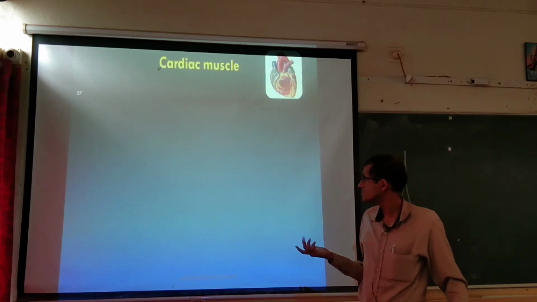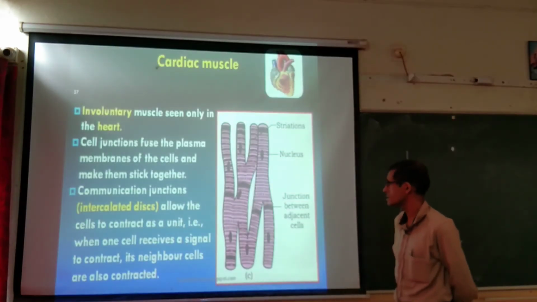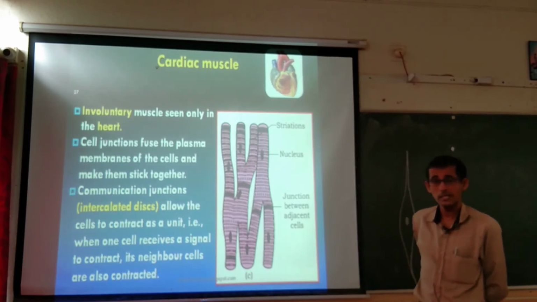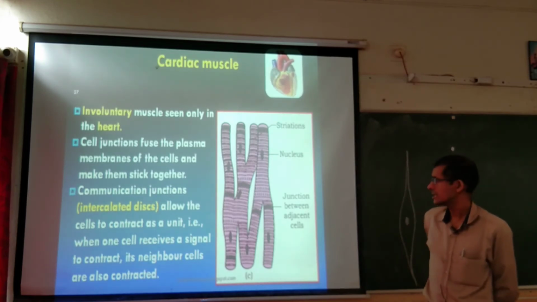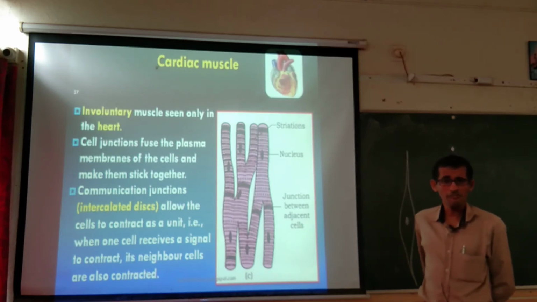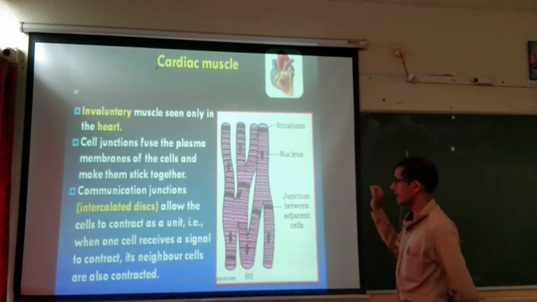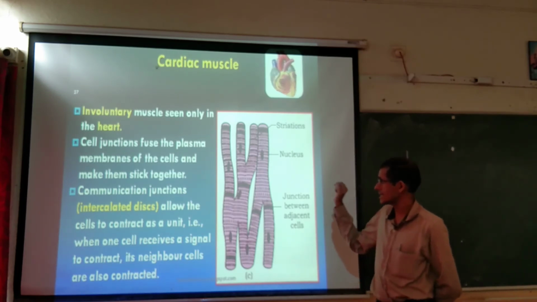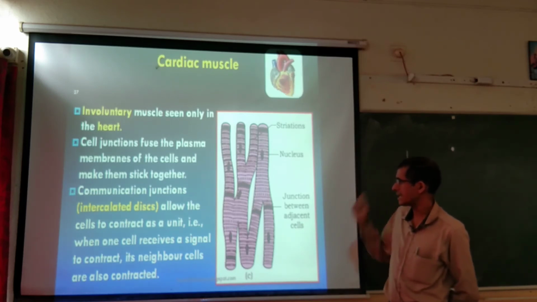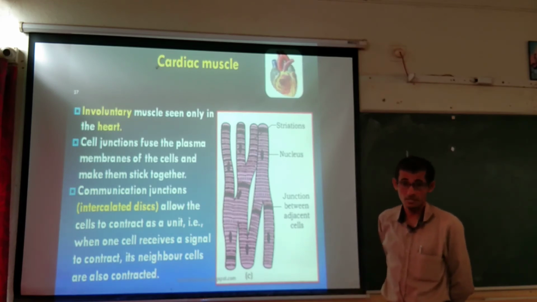Okay. Then the next one is the cardiac muscle. Cardiac muscle, we need not say here that it is striated, because it has already been said earlier. It is involuntary. Involuntary muscle seen only in the heart. In the wall of the heart, the muscle is called the cardiac muscle. Then cell junctions fuse the plasma membrane of the cells and make them stick together. It is what is called branched muscle.